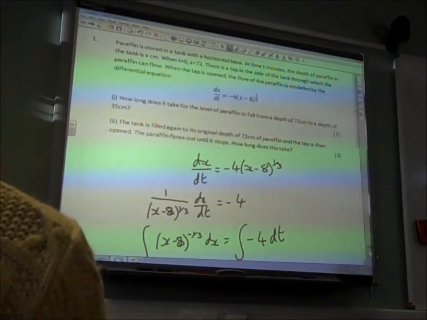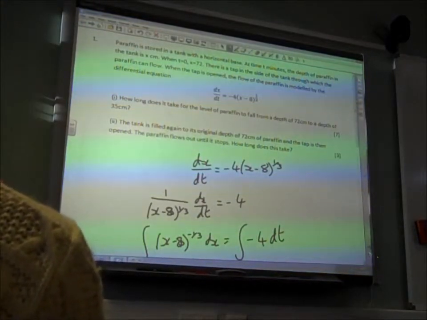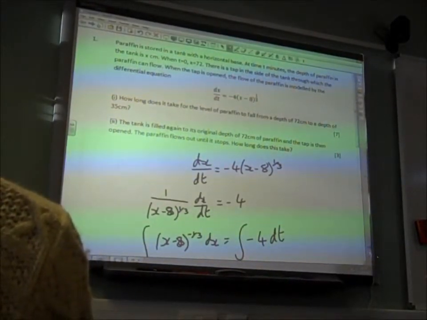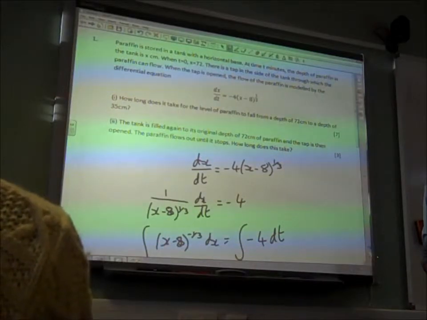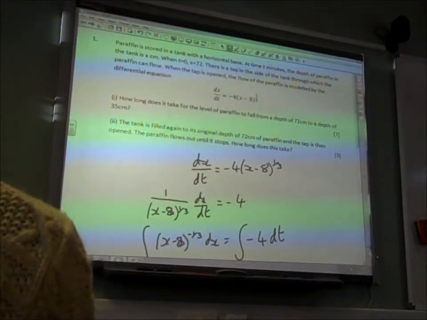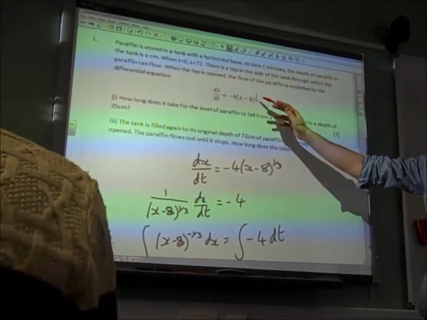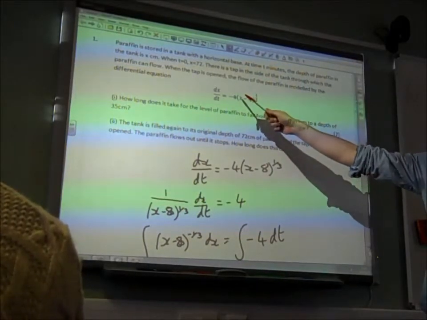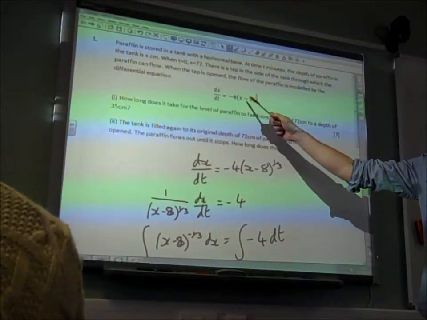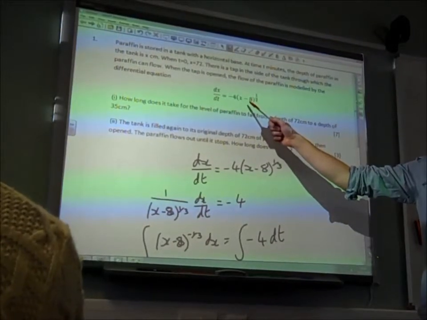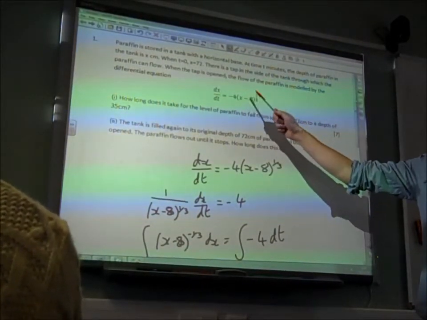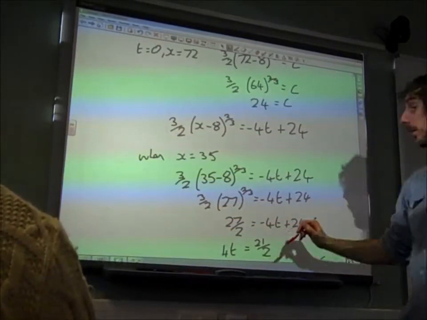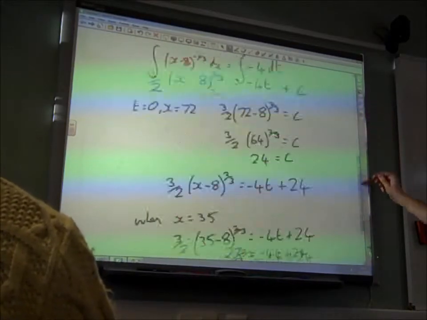There's quite a clever idea in this. The paraffin's going to flow out until it stops. When does it stop? At 8, because the tap must be 8 centimetres. It didn't tell us that, did it? But if we look at our expression for dx by dt, we see that the flow is related to x minus 8. If x equals 8, the rate of flow would be 0, so it would stop flowing. So it flows until x equals 8. That's the thing we're going to notice first in part 2.